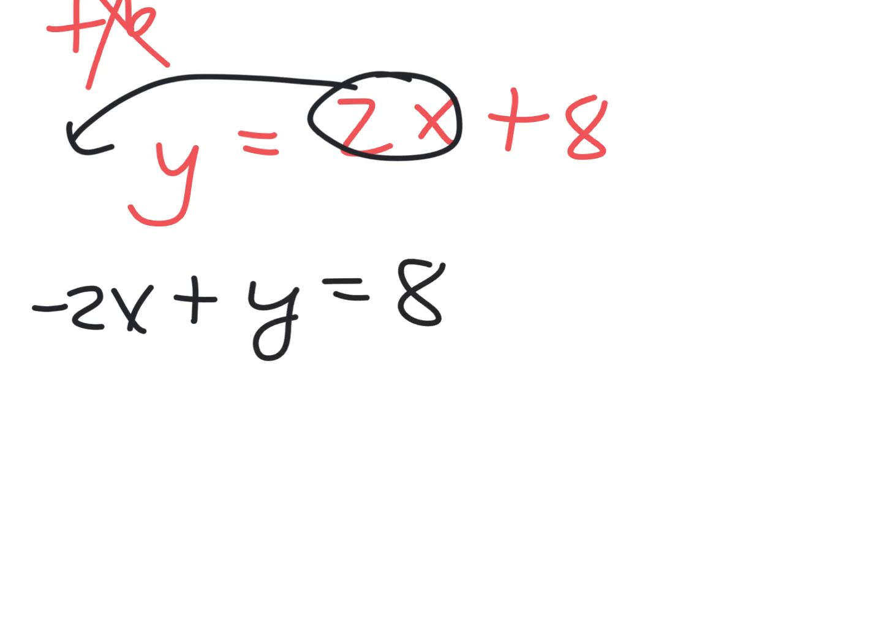Negative 2x plus y equals 8. That's all there is to it. That's all three forms. We started with a point and a slope. Then we got a slope and an intercept. Then we got standard form.